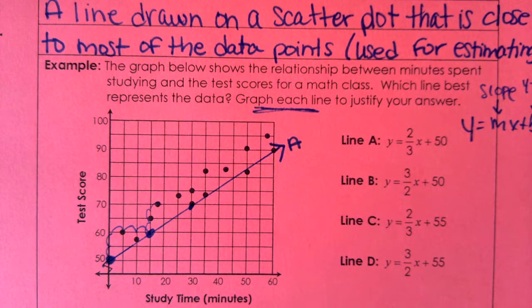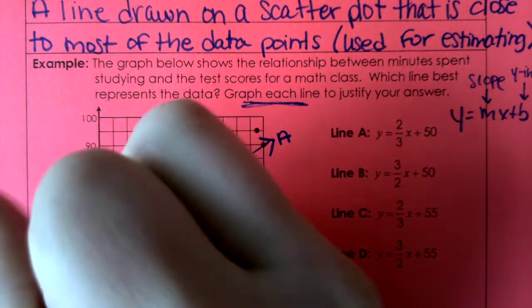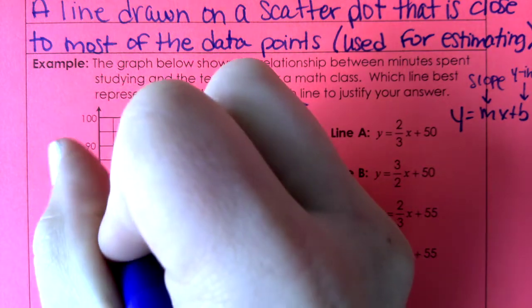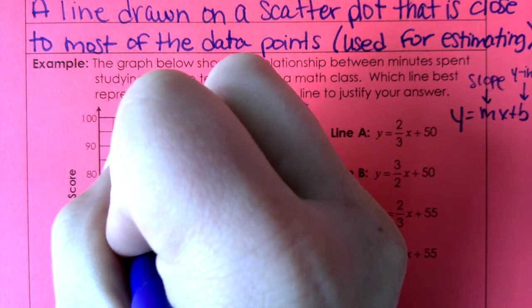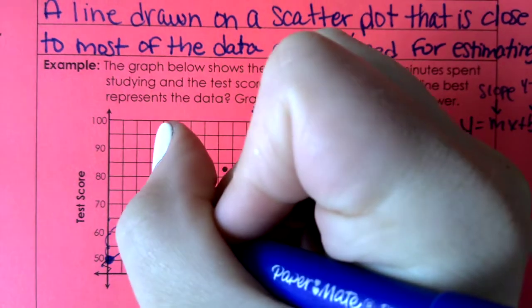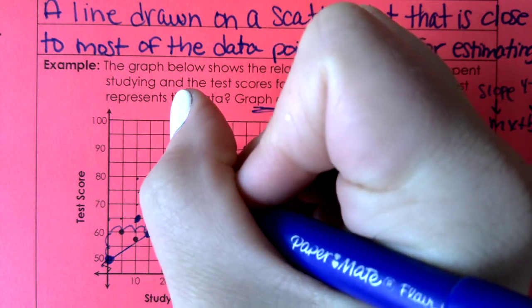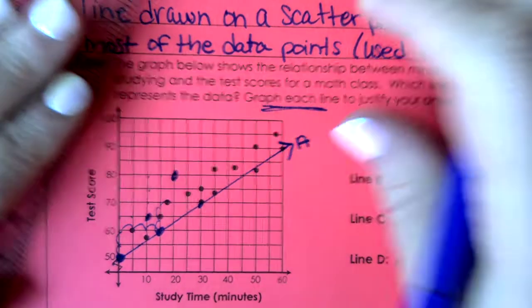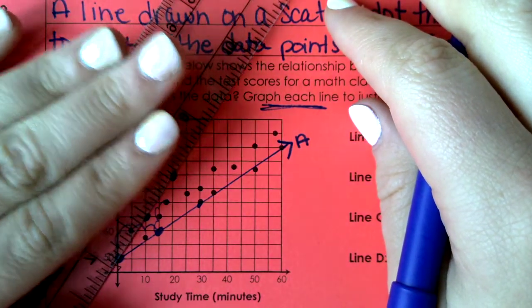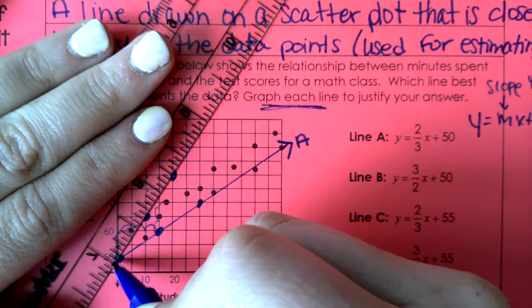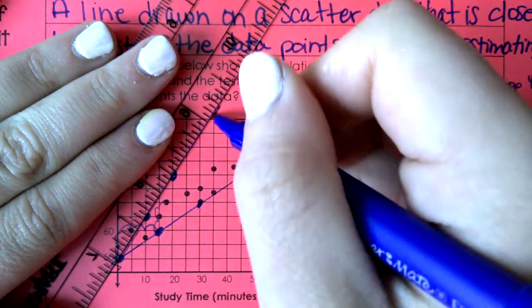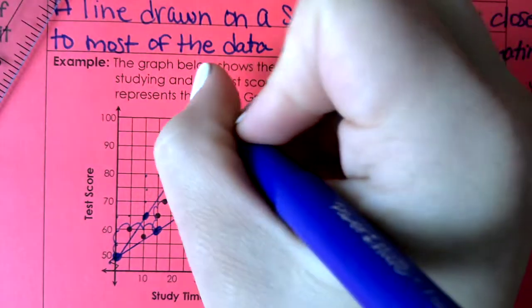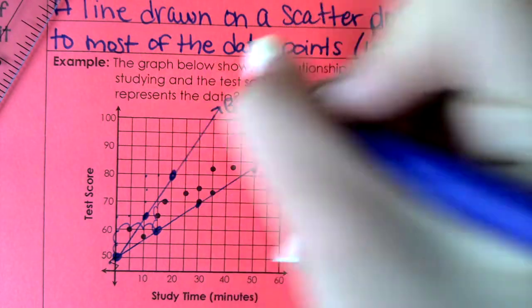Now I'm going to graph line B. So again, I start at 50. However, this time I'm going to go up 3. 1, 2, 3, over 2. 1, 2. Up 3, 1, 2, 3, over 2. I have 3 dots now that I'm able to connect with a ruler and trace. Okay, there's line B.